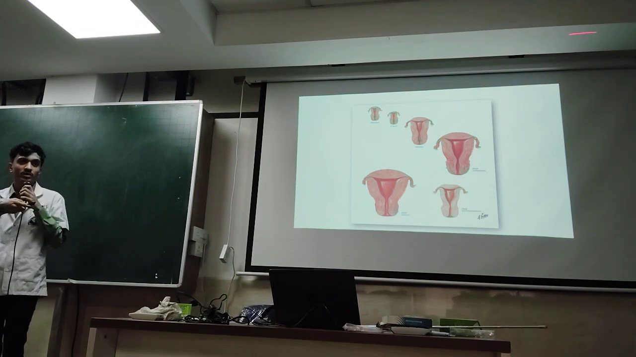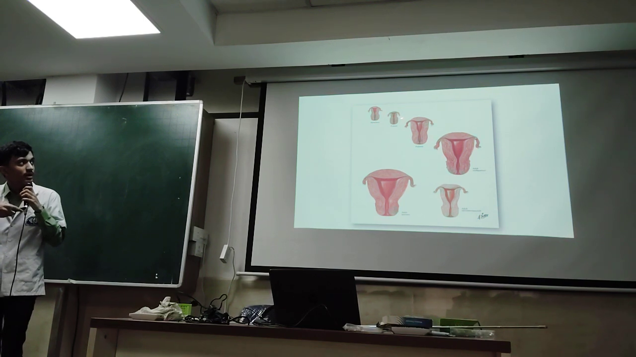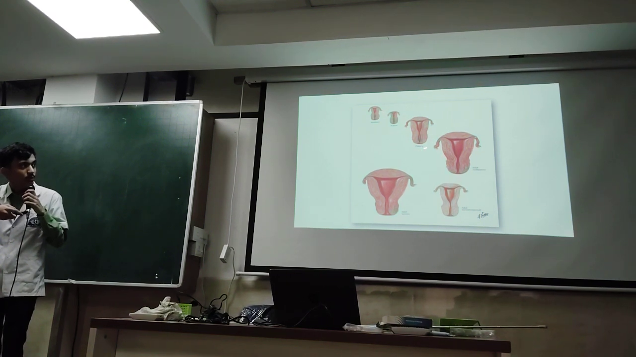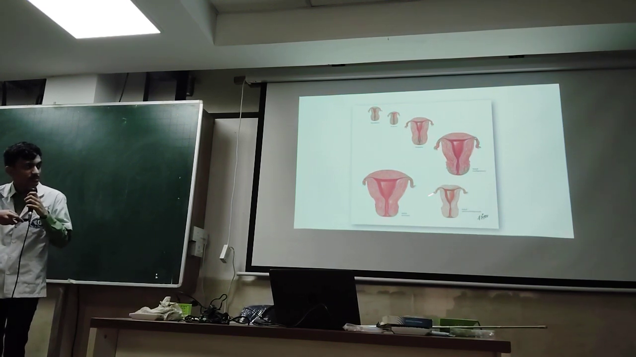These are the diagrams showing the uterus at different phases of the life of the female. These two are the diagrams of the uterus during childhood, where you can see that the cervix is larger than the body. This is the diagram showing the uterus during puberty, where the body is larger than the cervix and the ratio is 2:1. This is the uterus during adulthood, and this is the uterus at menopause.